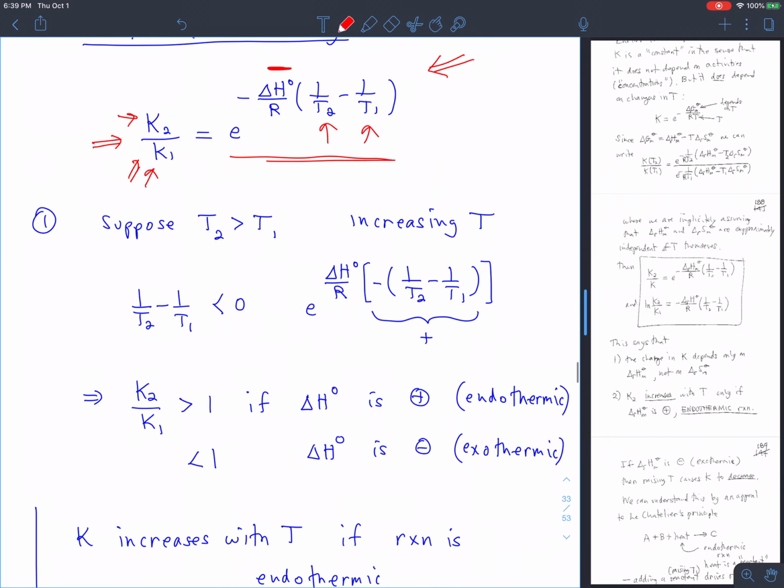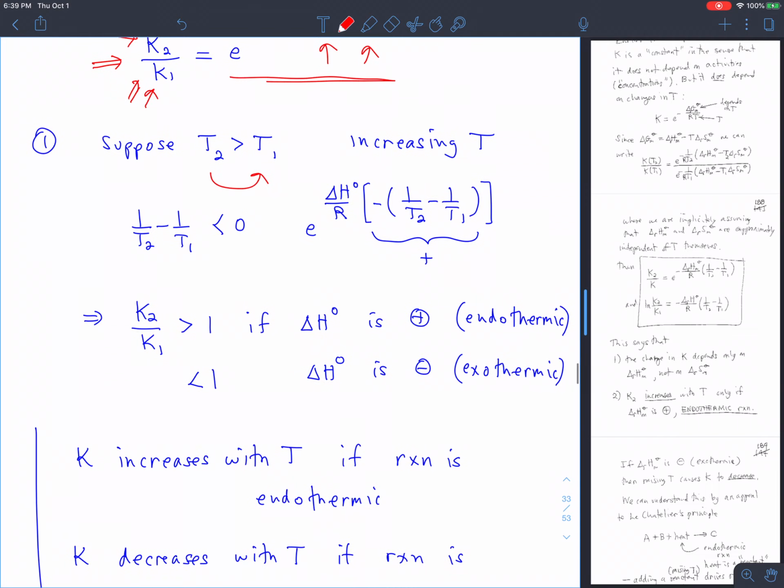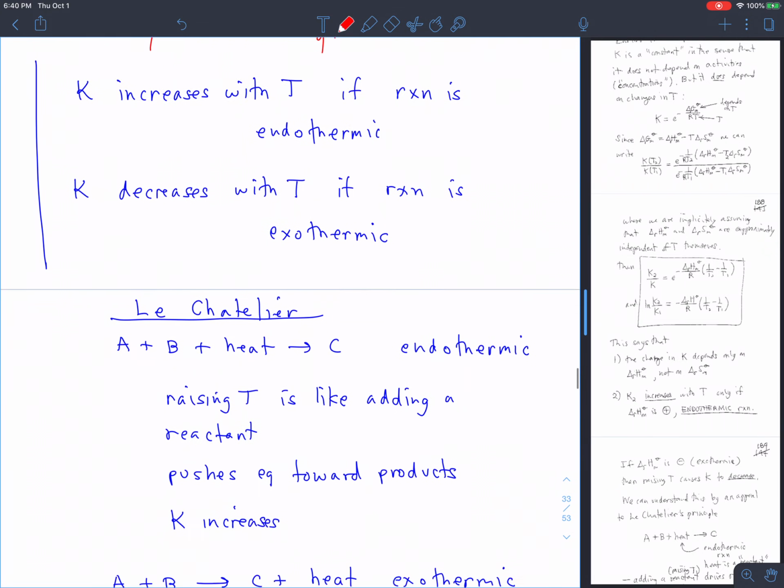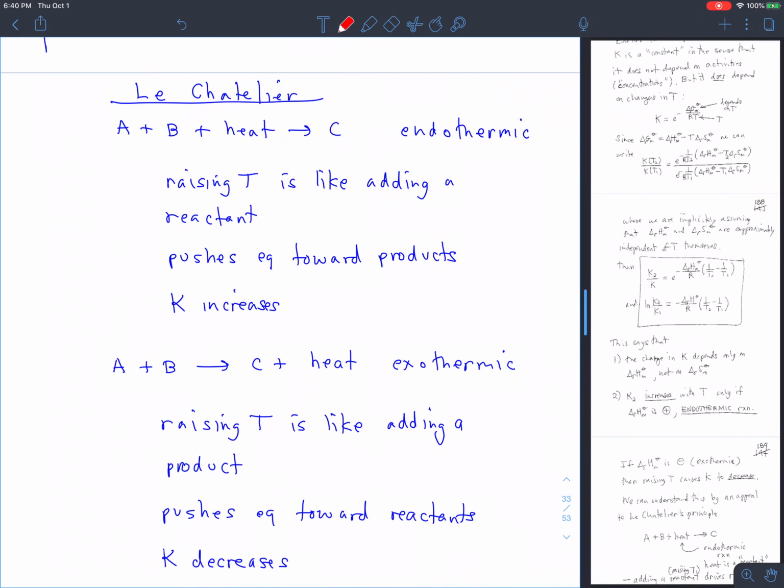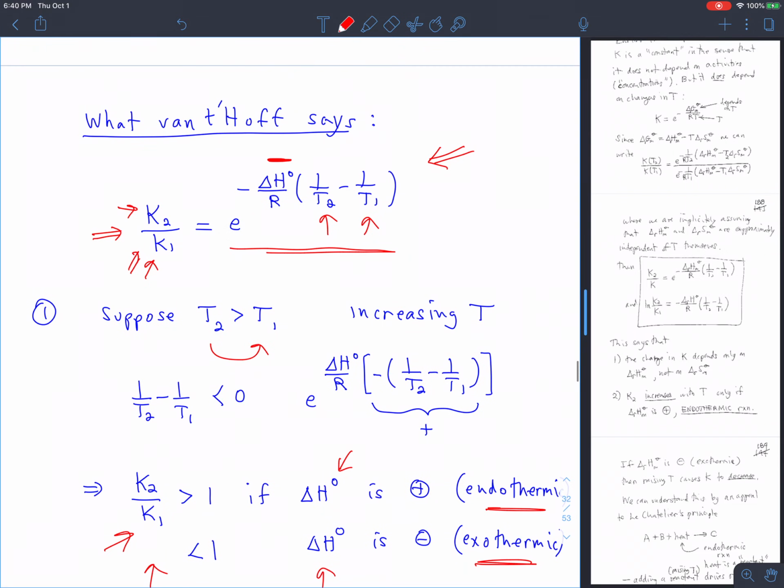We saw that there are some general broad implications that follow from this formula. The one is that if the temperature rises, so T2 is greater than T1, and if delta H is positive, that is, if it's an endothermic reaction, then the equilibrium constant will rise with temperature. But on the other hand, if the delta H is negative, so it's an exothermic reaction, then the equilibrium constant will fall with temperature.